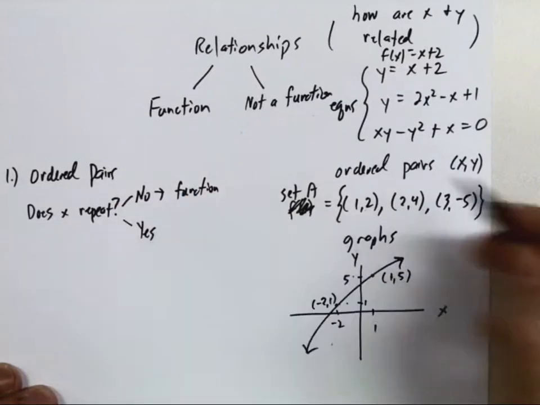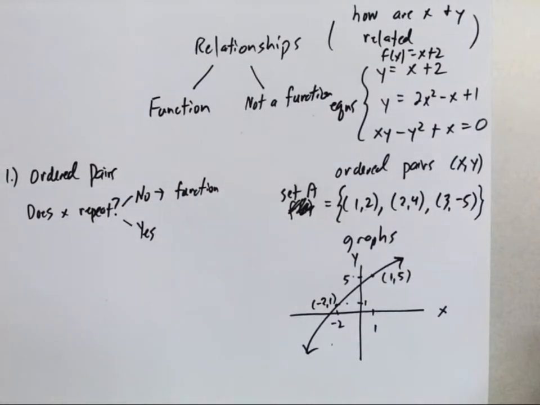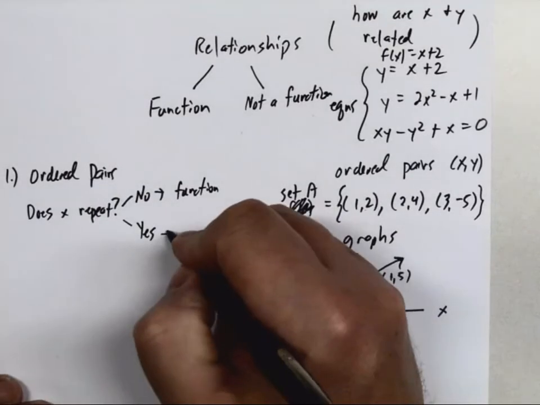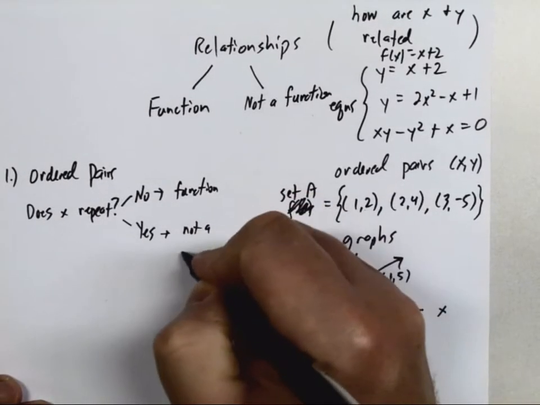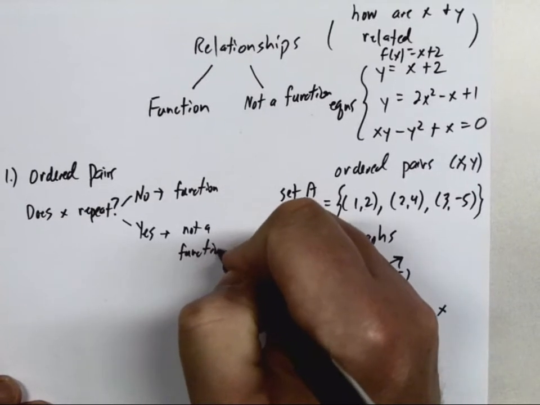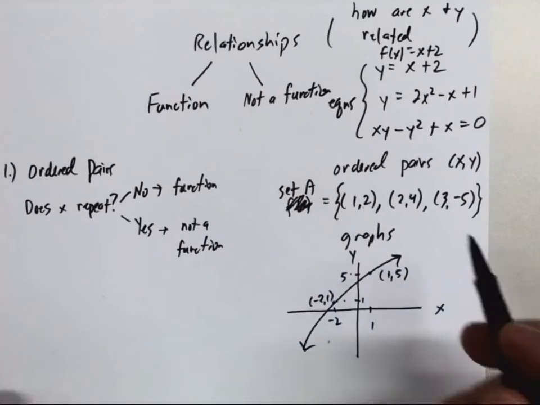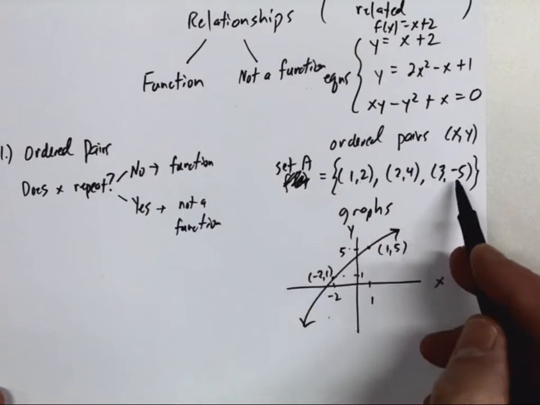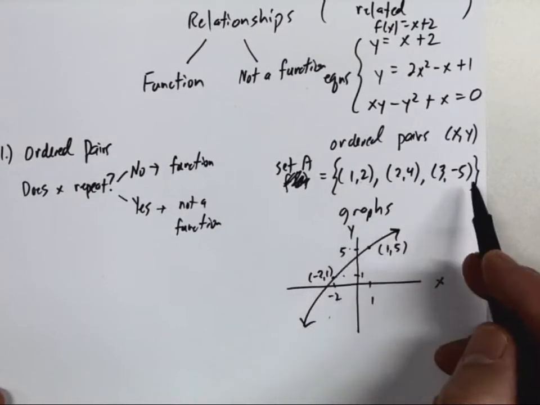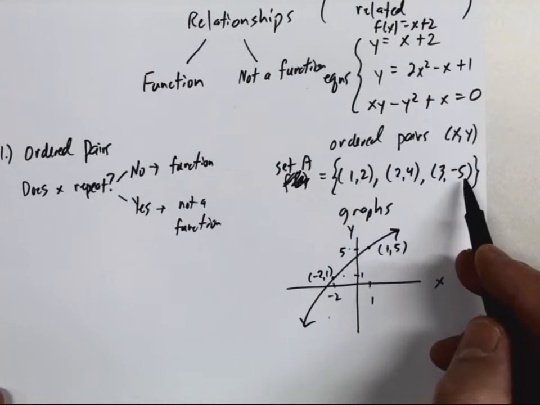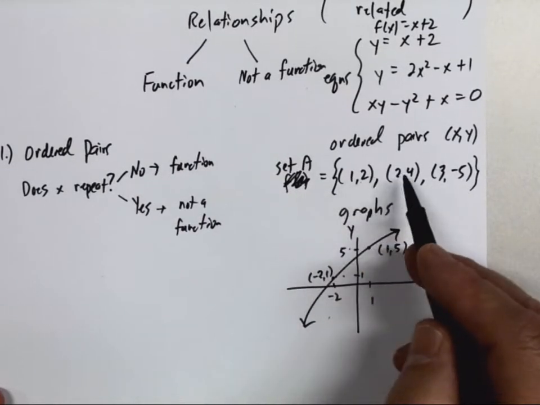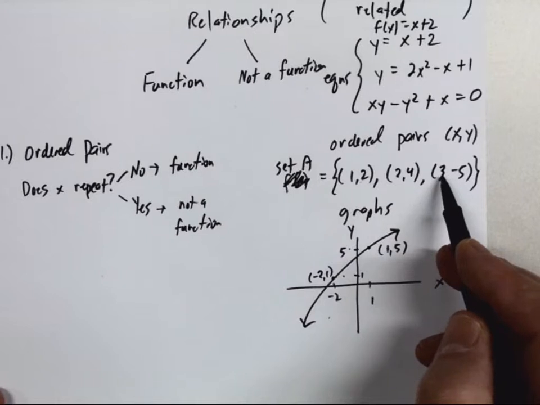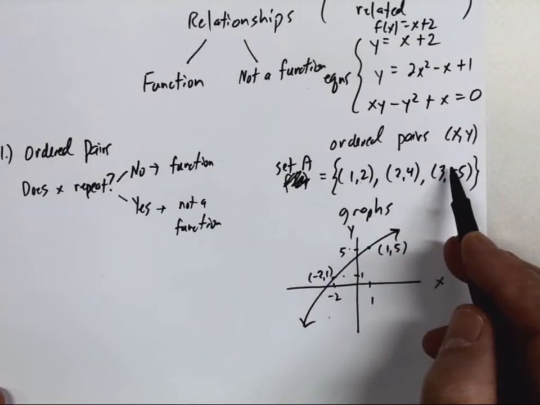If you have some ordered pairs and you go check all your x's and all of a sudden you have x's repeating, not a function. So for example, if we look at this group of ordered pairs, would this be a function? You simply go look at x. X is 1, x is 2, x is 3. Since the x's are all different, this is a function.